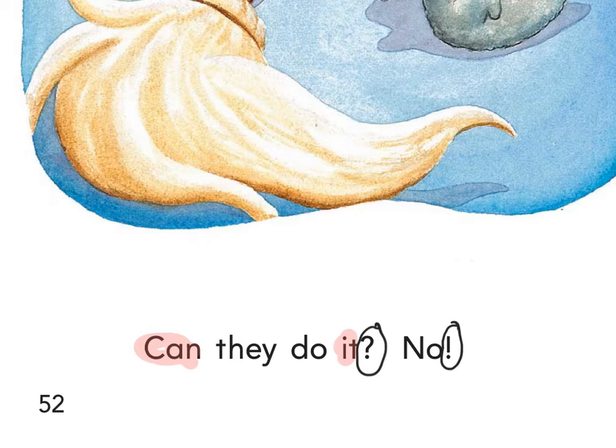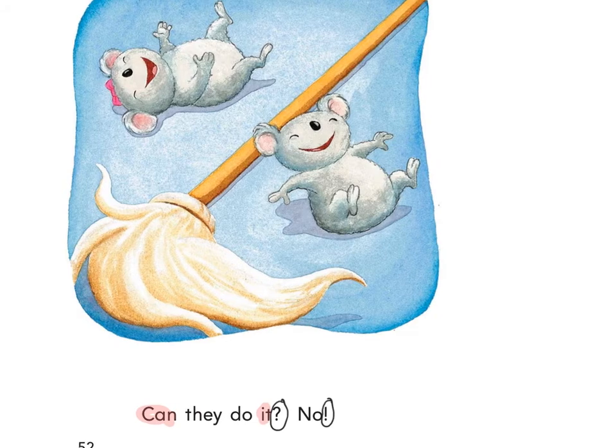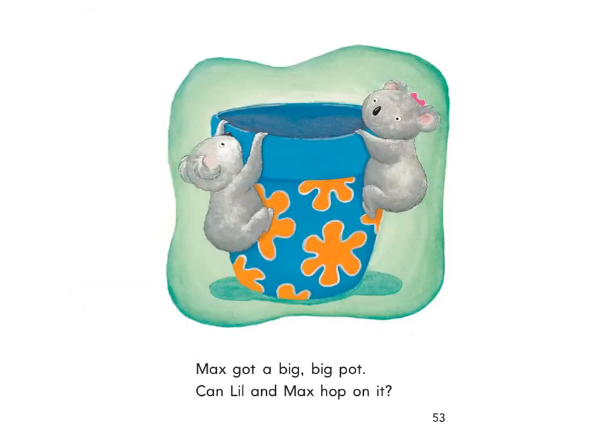and take a chance to read this to yourself a couple of times before we read it together. Fingers ready? Let's read it together. Fingers ready, ready, and read. Can they do it? No, they can't do it. They fell down. They're all laughing. Okay, the next page. Oh, and what are those crazy koalas doing now? Yeah, they're trying to get into a flower pot, it looks like, isn't it?